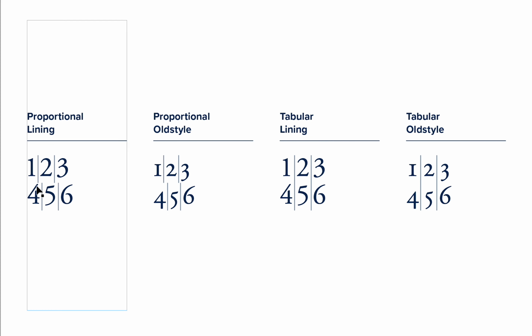So proportional lining means that the numbers have proportional spaces between each of them, meaning the spaces are roughly even. Whereas tabular means that the spaces are not even, however, the numbers do line up over multiple lines, as you would have inside a table, hence the name tabular.